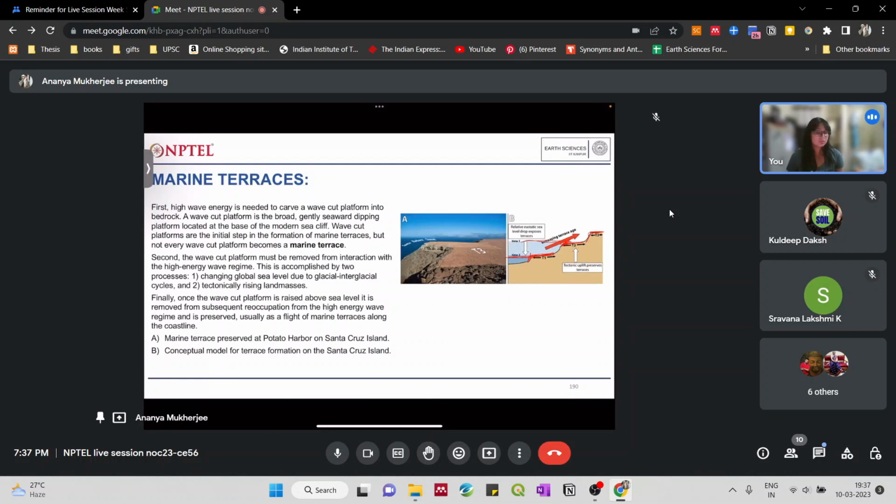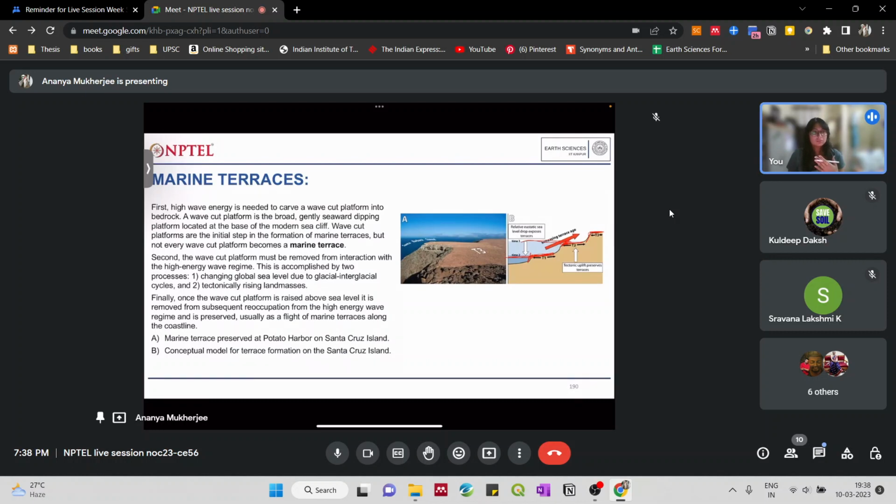And sometimes some terraces might have formed when there was a regression of the sea, okay, and sometimes older terraces can get submerged also because of sea level rise. Okay, so by dating terraces with respect to sediments and the lithology that is present, you can say how many times that area has undergone sea level rise and sea level fall. Okay, so this is an example from Santa Cruz Island.